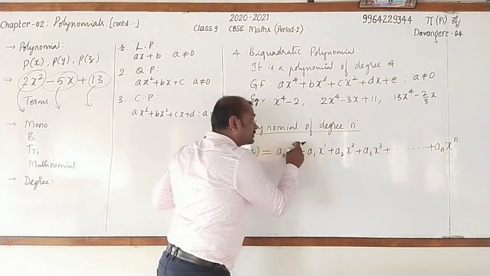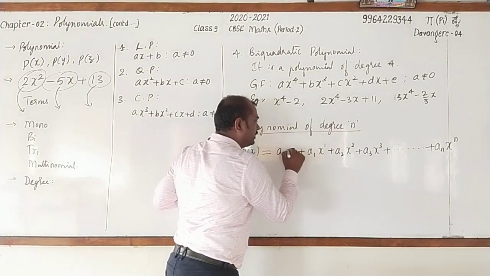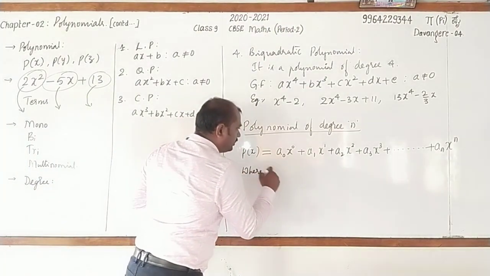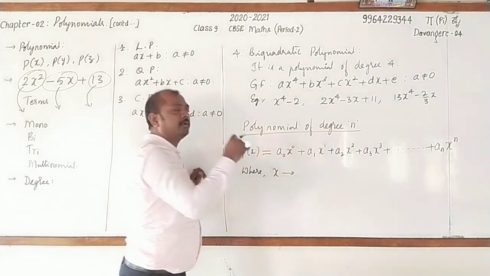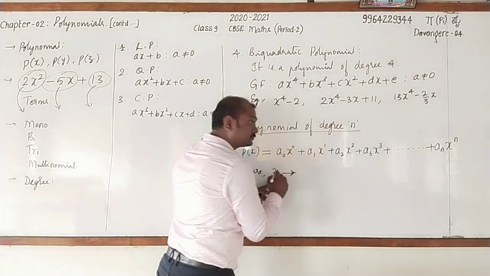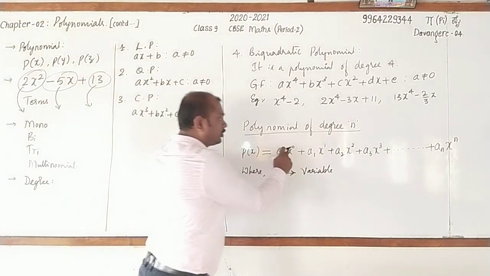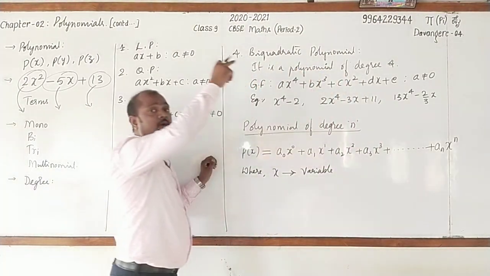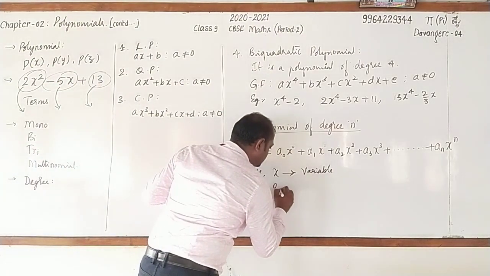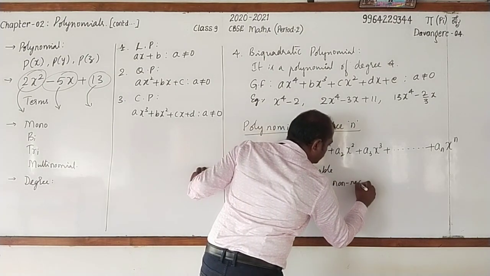Actually, you need not write x raised to the power 0 because it is 1. It is only written for the sake of remembering. Here, what do you call x, with powers 0, 1, 2, 3 and so on up to n? It is a variable. Then what do you call 0, 1, 2, 3 and so on up to n? They are non-negative integers. Here, 0, 1, 2 and so on up to n, they are all non-negative integers.